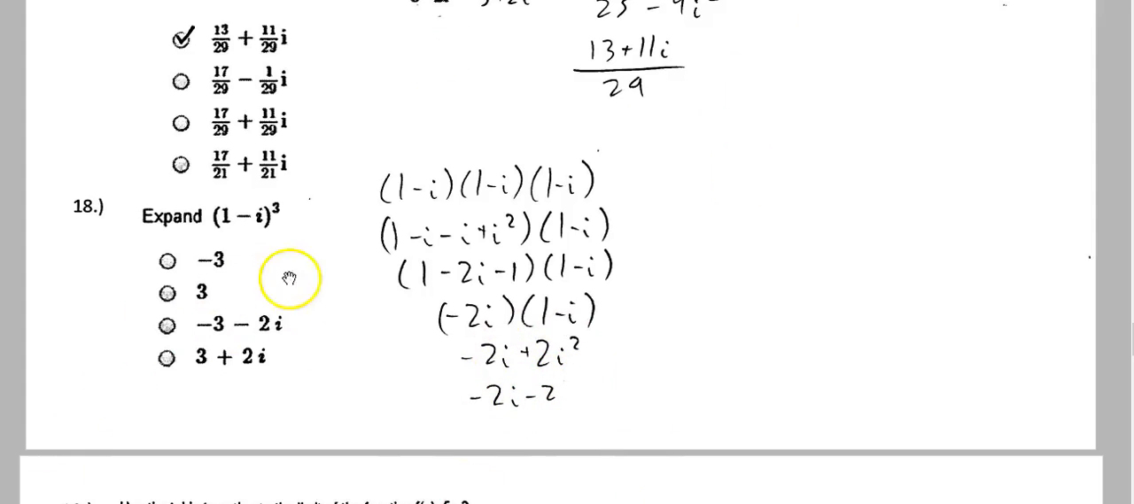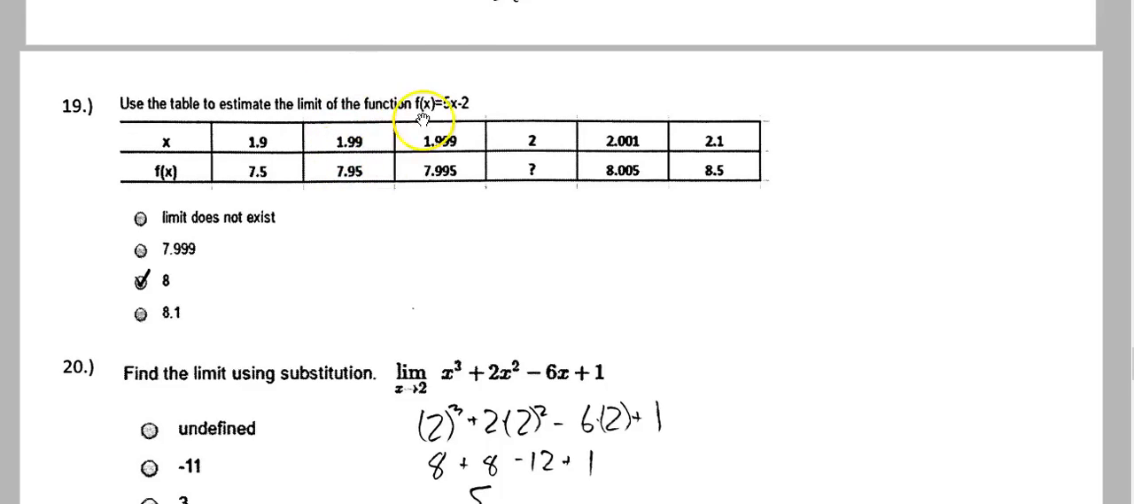That answer wasn't listed by the county, so I assume that was some kind of a mistake in their solution. But this is the correct answer that you would want. Here we've been given a table to evaluate the limit.